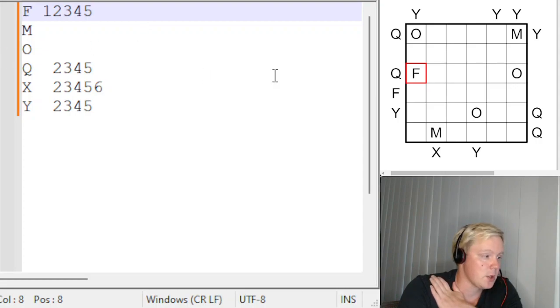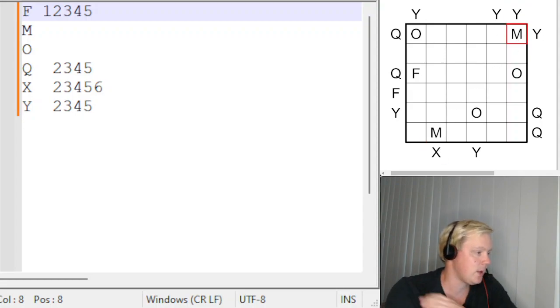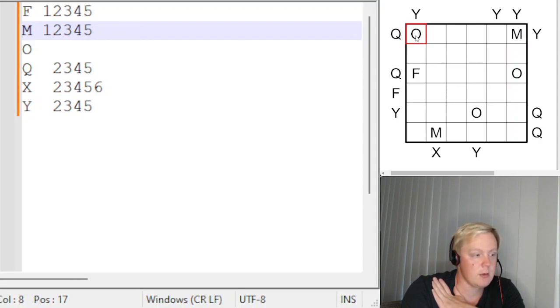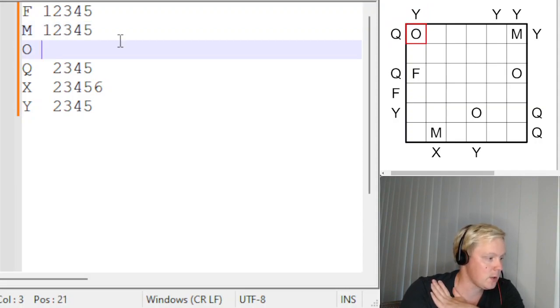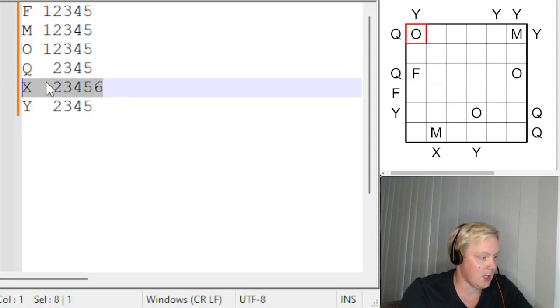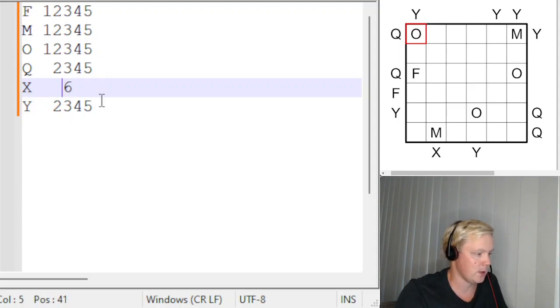Could m be 6? This would make y being 1. It only sees this 6 here. But x would also only see 6. So x would be 1 and y would be 1. So that's impossible. So m is not 6. O cannot be 6 because if you look at this being 6, that's 1 and that's 1 and they're different letters. So O can't be 6. And now we see x is the only one that still has the possibility of being 6. So we know that must then be 6.